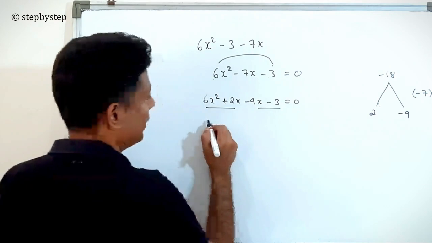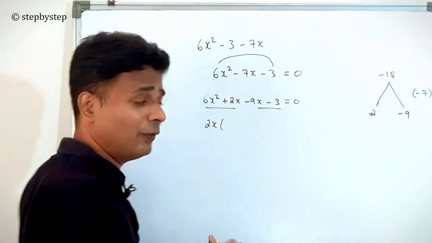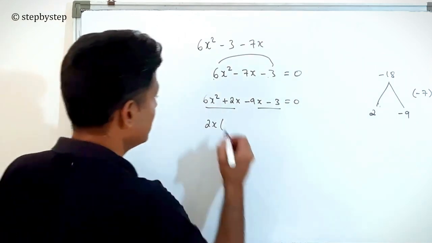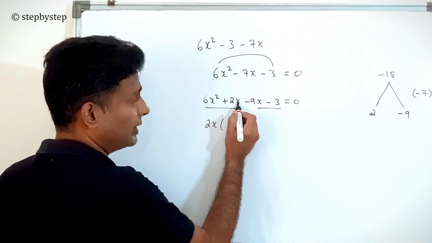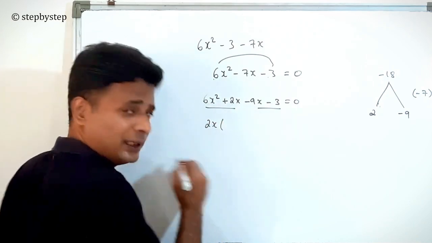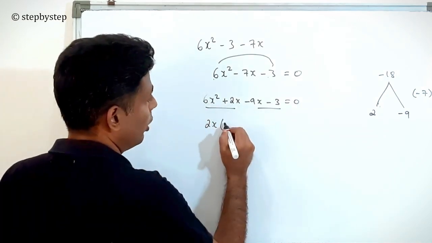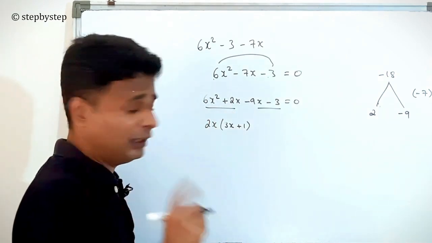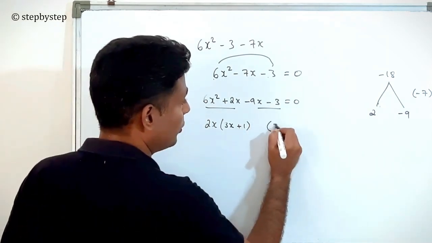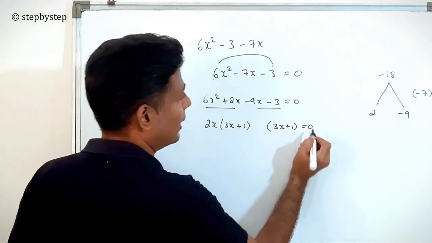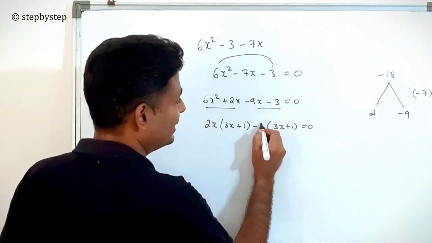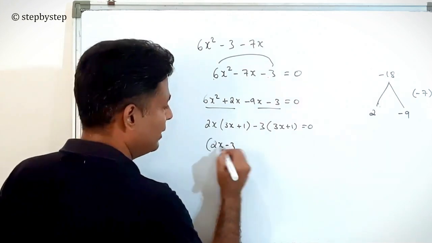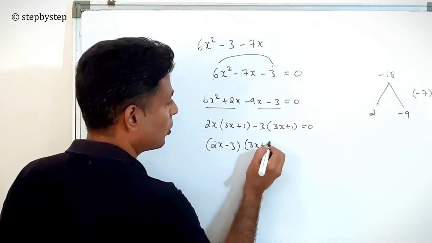I pair these two. I can take 2x common here. Always take however much you can take common. So it's not just x, I can take 2x common, so I should take 2x common. So what remains here? 3x + 1. I have taken the entire thing, so 1 will remain, which means I need to get 3x + 1 here as well. Minus 3 by 1, minus 3. So I take minus 3 common there. So I get (2x - 3)(3x + 1).